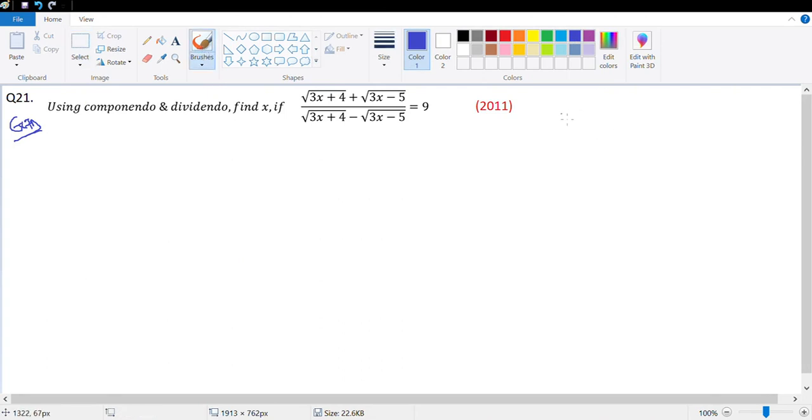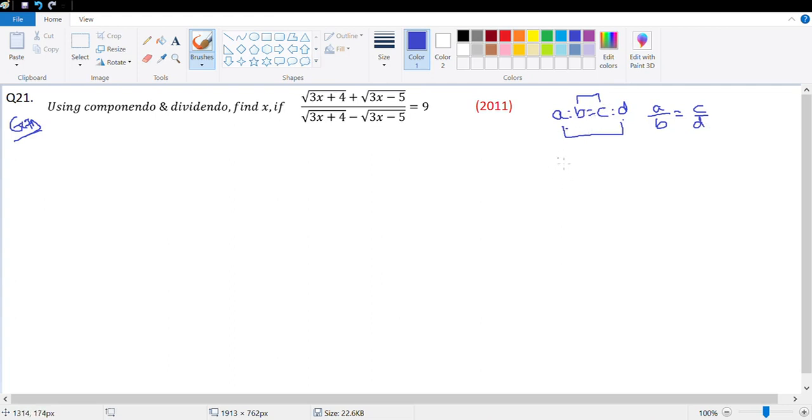So A is to B is equal to C is to D is a proportion. A into D will be equal to B into C. If I write it in the fraction form, that's A upon B is equal to C upon D. A and D are the extremes, B and C are the means.